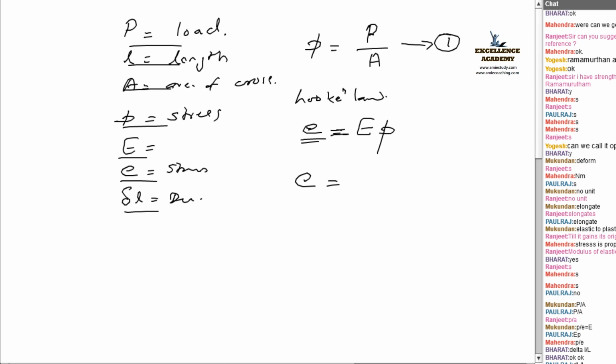According to the strain concept, the strain is equal to change in length by original length, delta L by L. Okay. Substitute. This is equation number 2. This is equation number 3. Substitute 3 into, what will you get?